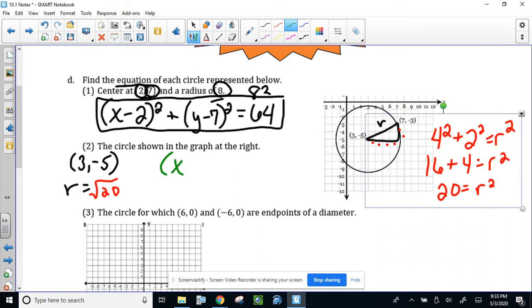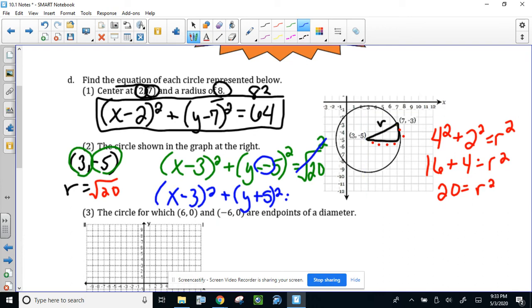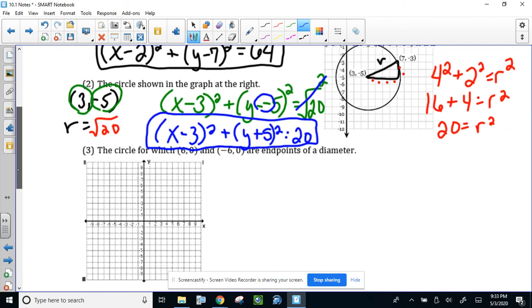Since we're looking for the equation of the circle, I'm going to say x minus my x value, 3, plus y minus my y value, which is -5, and we'll come back to that in just a second, equals my radius squared, so the square root of 20 squared. So really, this is saying (x minus 3) squared plus, when I subtract a negative, I get a positive. And when I square a square root, the square and the square root go away, so I end up with just 20. And so there would be my formal equation for that circle.